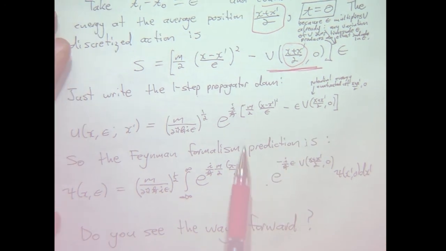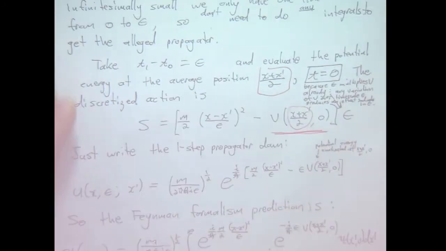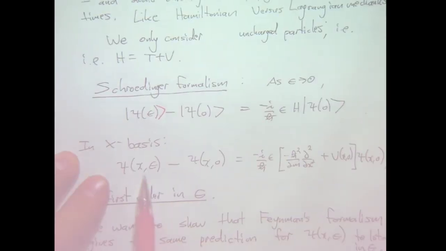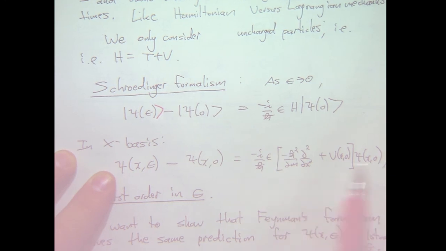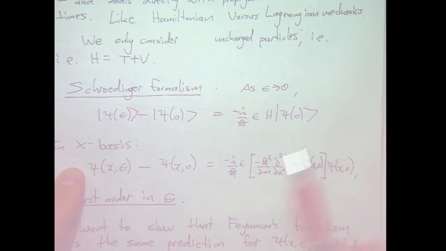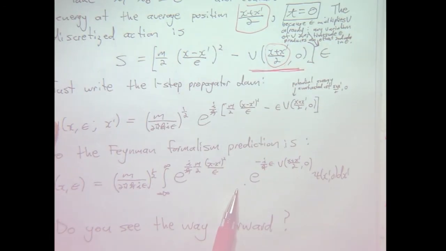And now the Feynman formalism prediction is that if you substitute this into the integral up here, then this psi of x epsilon is supposed to be the result of this integral. And we know what this is supposed to be according to Schrodinger, but the Schrodinger method must equal psi of x zero plus that. Okay? That's what we're aiming for. So there's a second derivative of psi here, etc. Right, so we have to recover this from that.